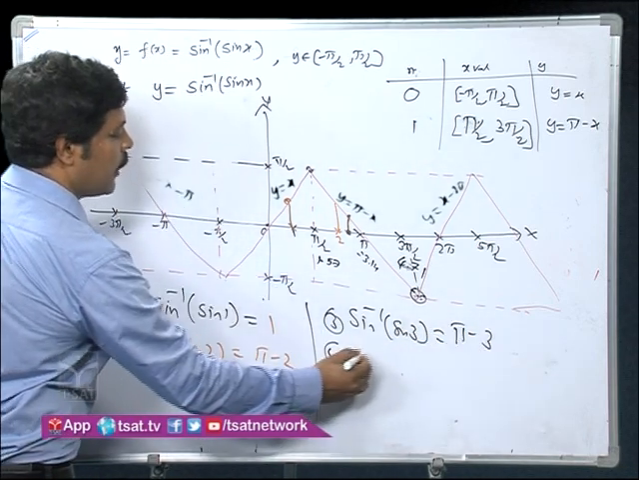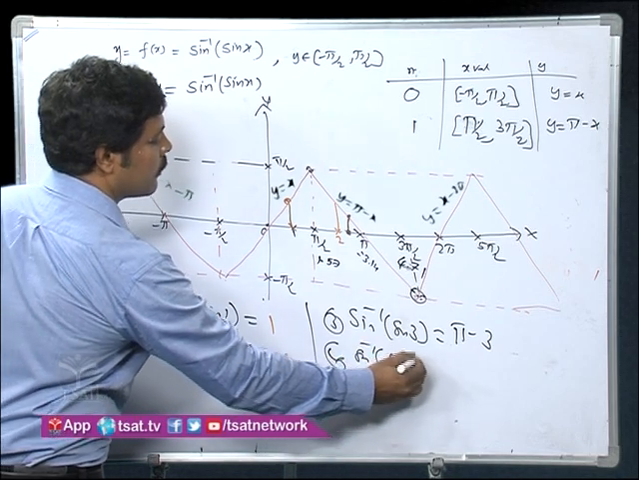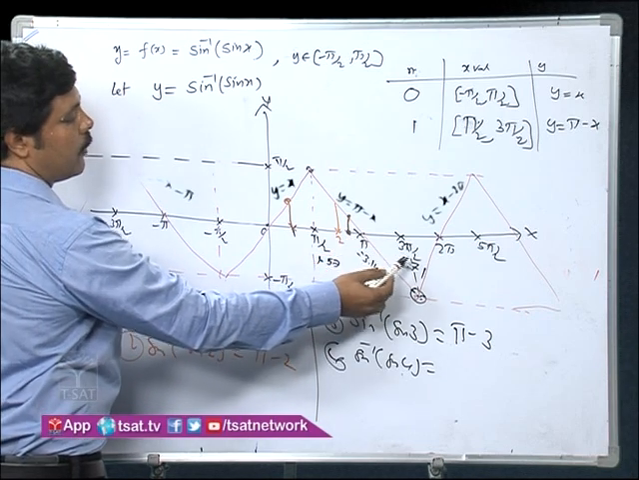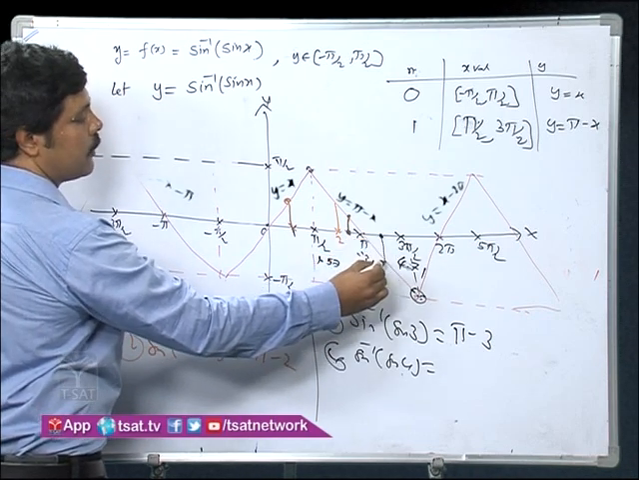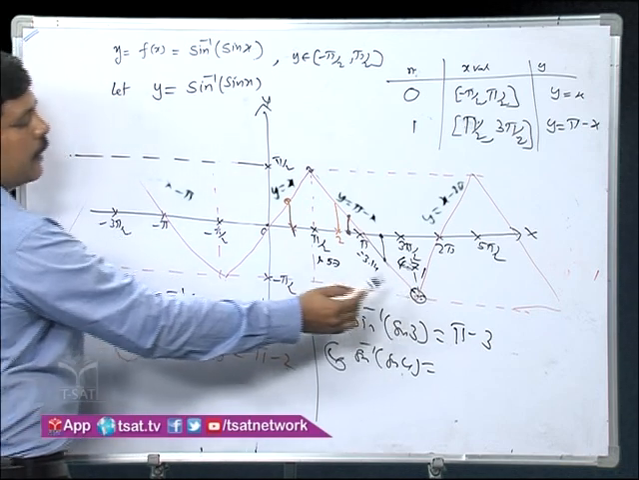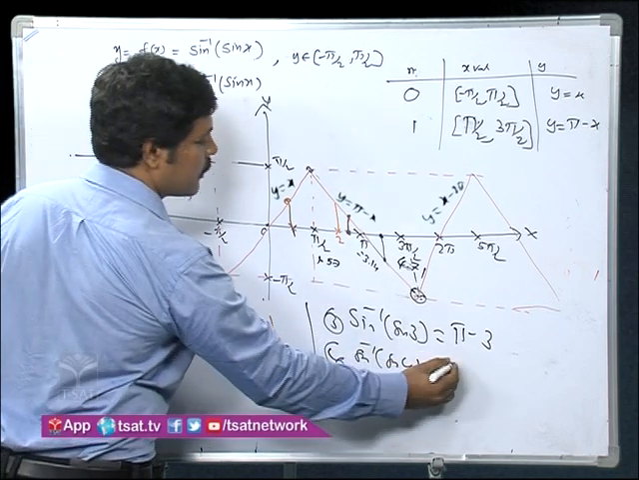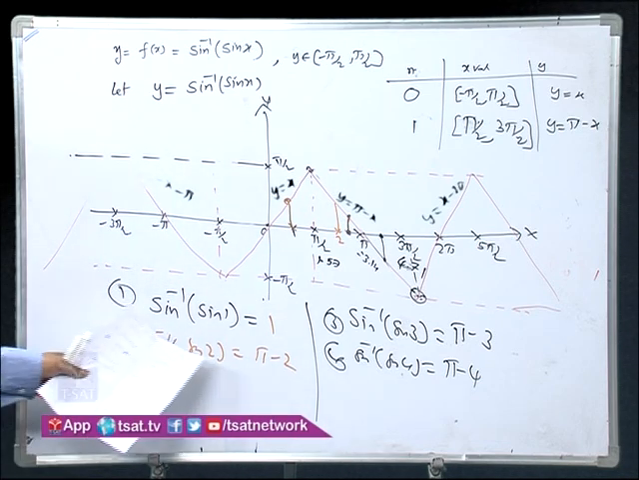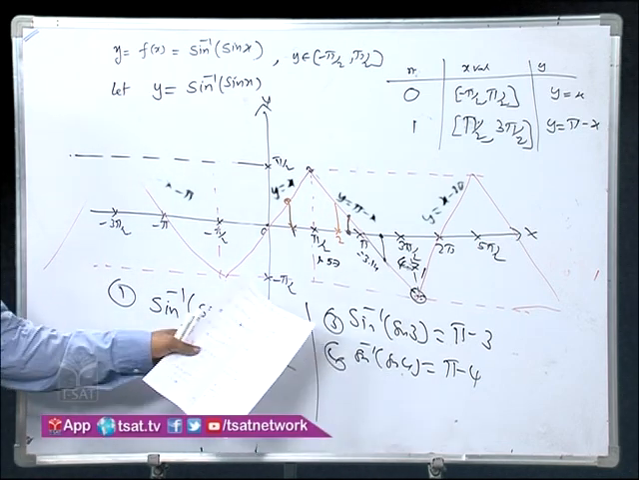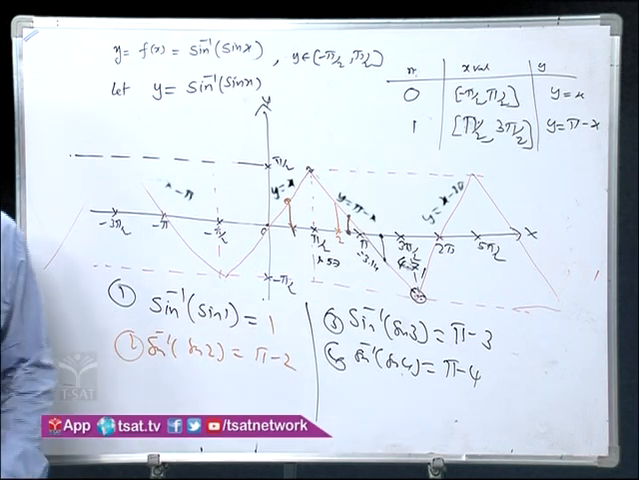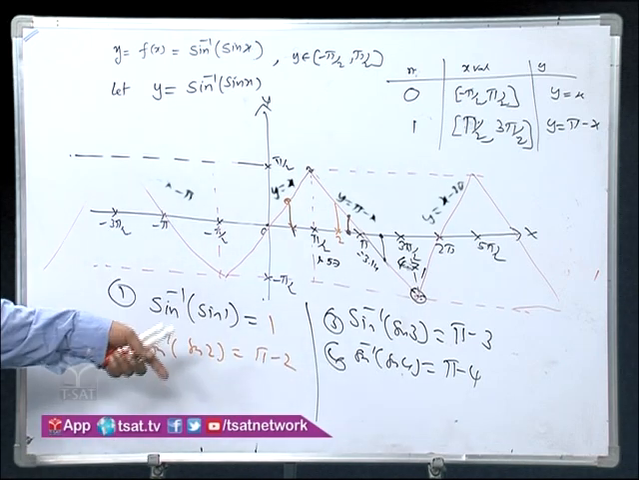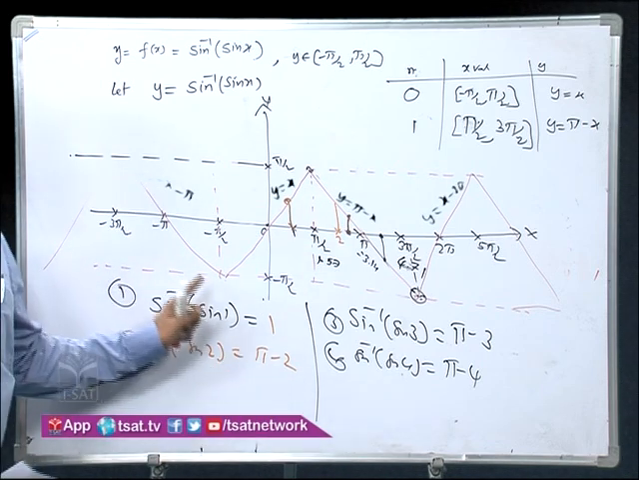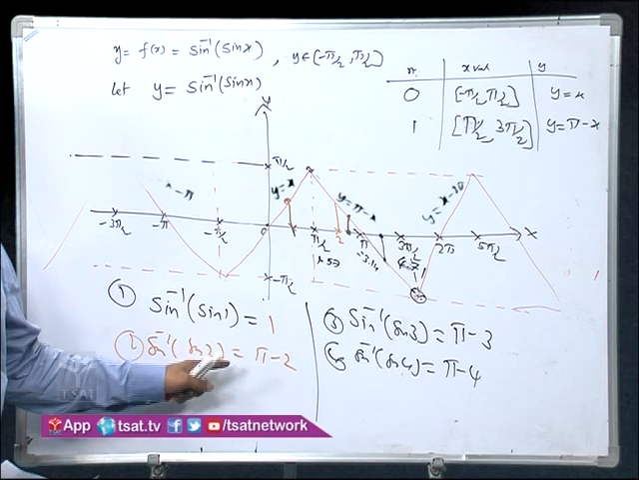What is sin inverse of sin 4? 4 lies between 3.14 and 4.71, therefore this falls on the same line y is equal to pi minus x. Therefore, the value is pi minus 4. We can solve these sums very quickly with this shortcut. Sums like sin inverse of sin 1, sin inverse of sin 2 appear in IIT mains and advanced.